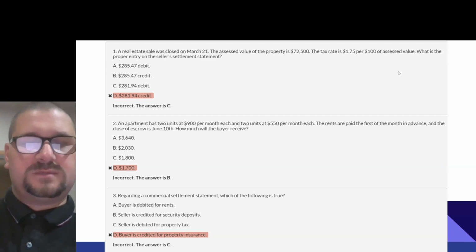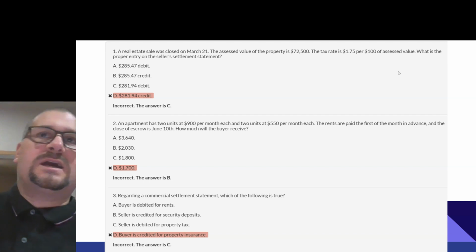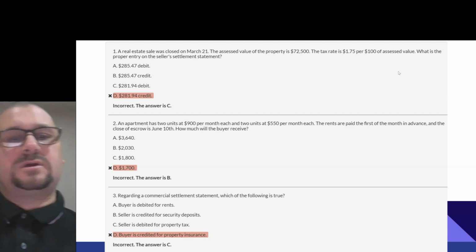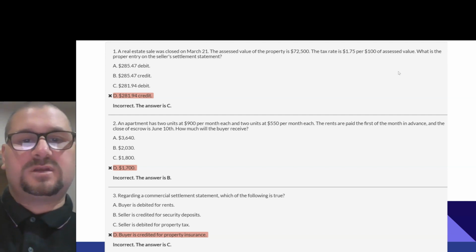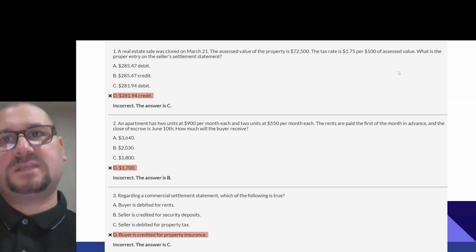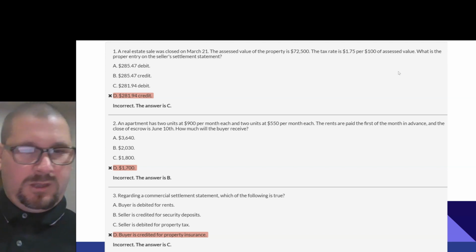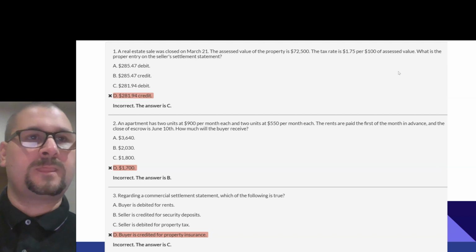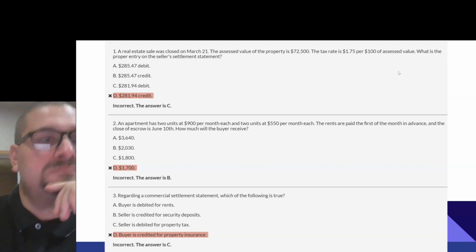Regarding a commercial settlement statement, which of the following is true? It is C. Seller is debited for property tax. So the seller is debited for property tax. This is regarding a commercial settlement statement.